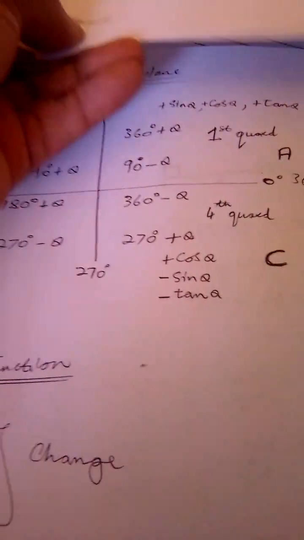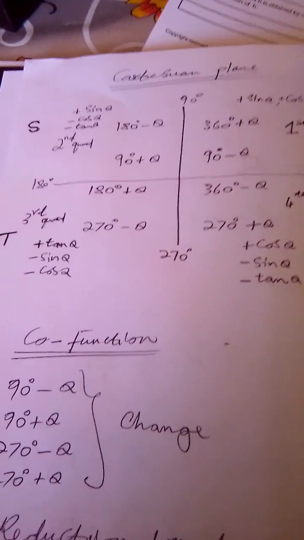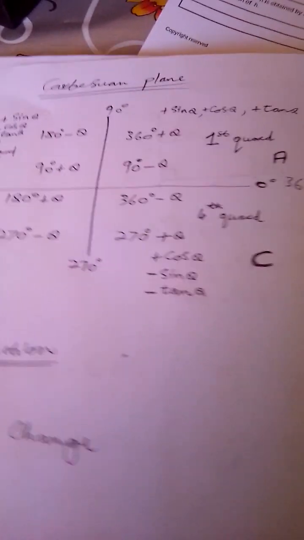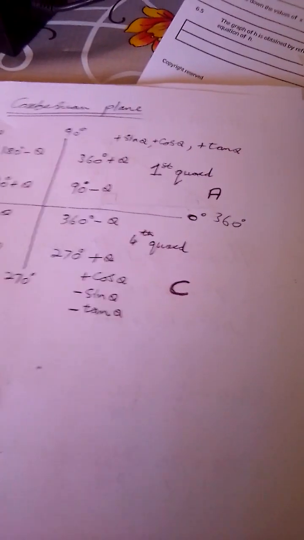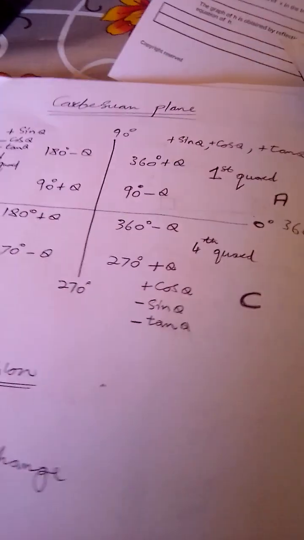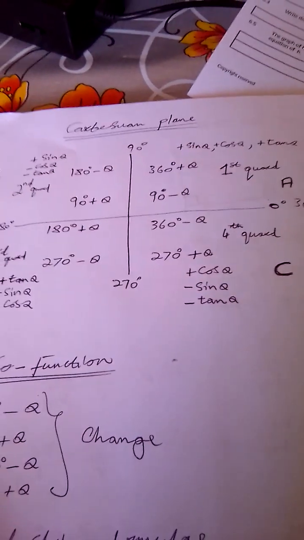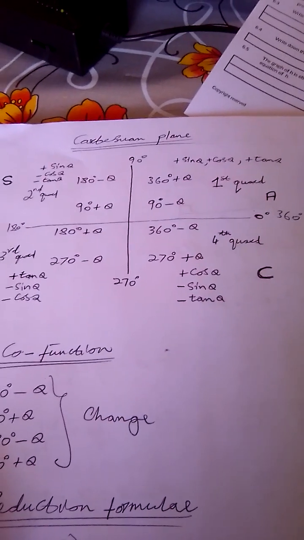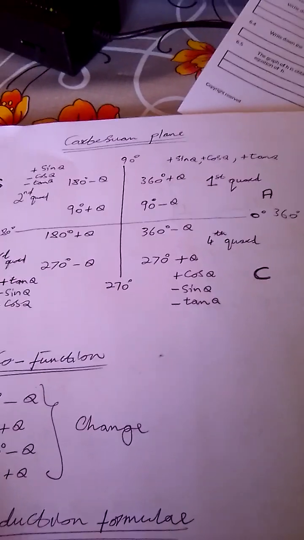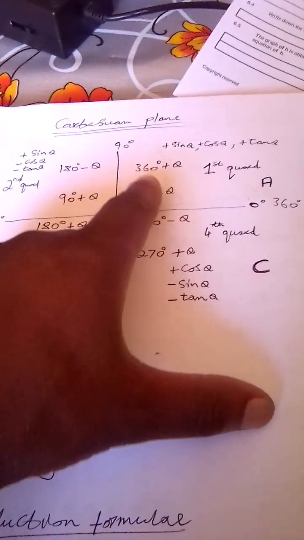Before we start answering this question, let me first explain about these basics, because it will need these basics here. Now, here are the basics that we need to know, Grade 11 learner. Now, this is a Cartesian plane. So, in the Cartesian plane, let's look at the first quadrant.